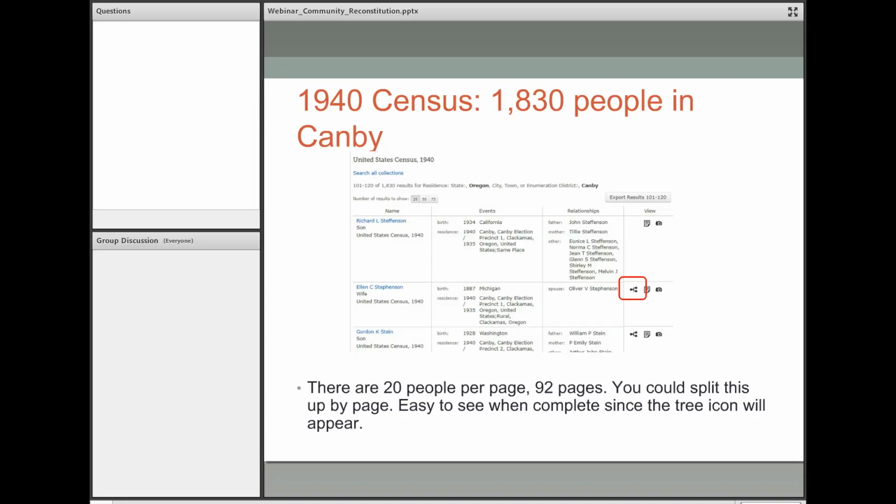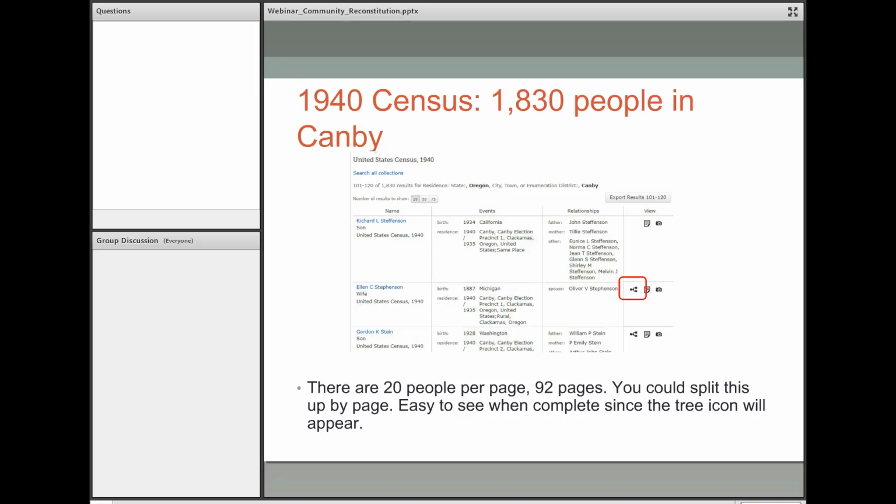And you could actually split this work up by page across volunteers, and each person could just focus on one page. This is a screenshot of one of those pages from the 1940 census. You can see this little pedigree icon that I've marked with a red box, which indicates that that person is already on the tree. So L.N.C. Stevenson is already on the tree. The person right above her, Richard L. Stevenson, is not on the tree.